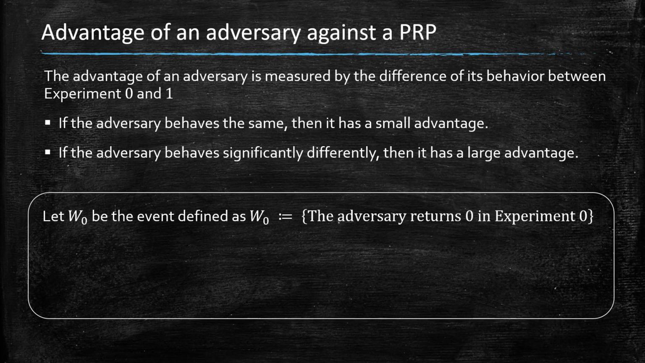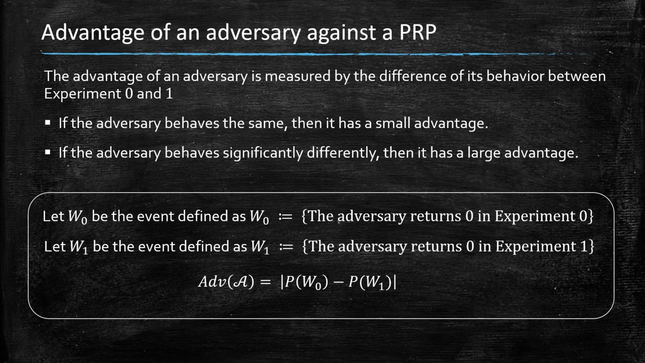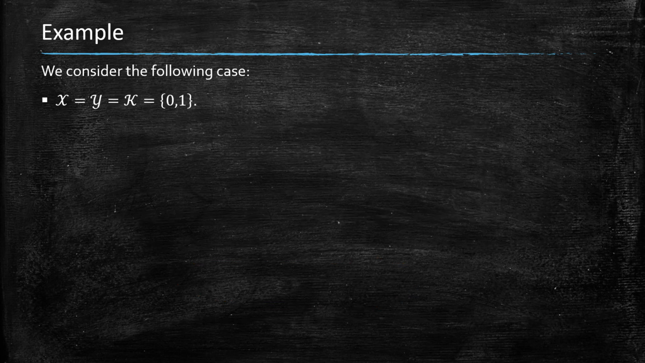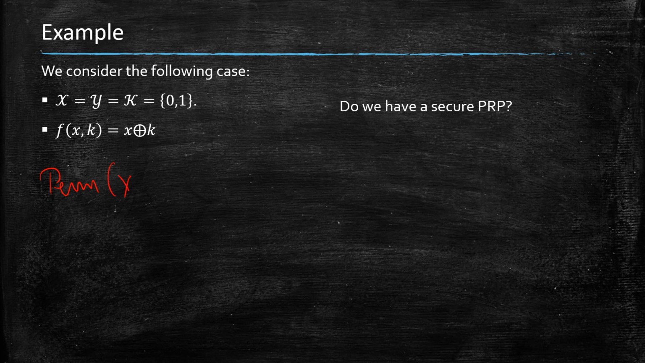Okay. Now the question is, what is the advantage? Well, first let's just see the definition is going to be the exact same definition: the difference between the probabilities of returning 0 in experiment 0 and experiment 1. So now, in our running example, do we have a pseudo-random permutation that is secure, meaning it's hard to distinguish, not this time from all other functions, but from all of the permutations? Well, let's see. This time the set of permutations of X is made of exactly two functions, the one that maps 1 to 1 and 0 to 0, and the one that maps 0 to 1 and 1 to 0. So there's only two permutations.